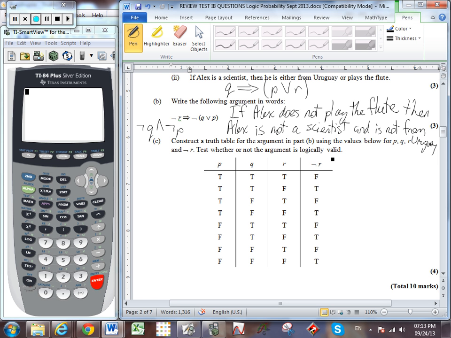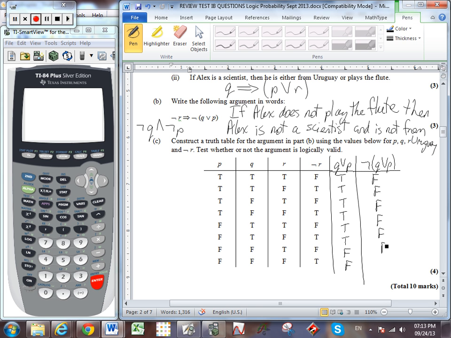So let's look at Q or P. So we know that an or is true any time that we have at least one true. And so in fact the only time that we ever have both falses is at the very bottom in the last two rows. So true, true, true, true, true, true, false, false. Alright, and then we need to negate this column. So now it's going to become almost entirely false, with a couple of trues at the bottom. Now we want to see what happens when not R points to this new column I've just created. So here's not R. We've got false pointing to false.